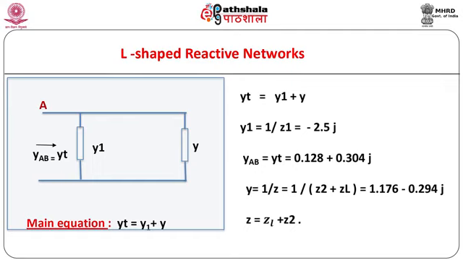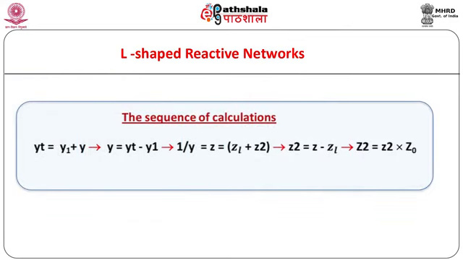Using these values of normalized admittances shown in the table, the given circuit can be drawn as shown. From the circuit, we can write the main equation involving admittances as shown, namely Yt is equal to Y1 plus Y, with Y equal to 1 upon Z and Z equal to Z1 plus Z2. The sequence of calculations to be done then can be written as shown.